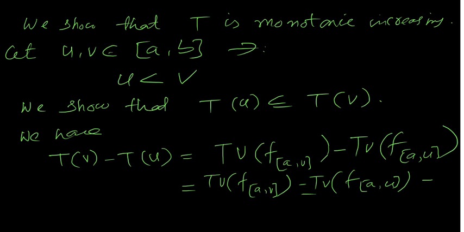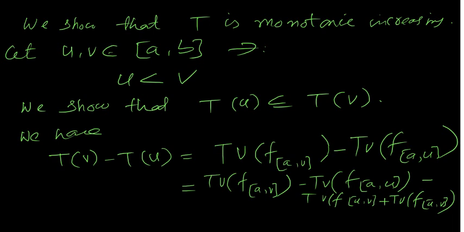Total variation of f over the interval u to v, and I will add the same number here, the total variation of f over the interval u to v. I am adding and subtracting the same number. So this is the total variation of f over a to v minus the total variation of f over a to u. Then I have written here minus the total variation of f over the interval u to v plus the total variation of f over the interval u to v.